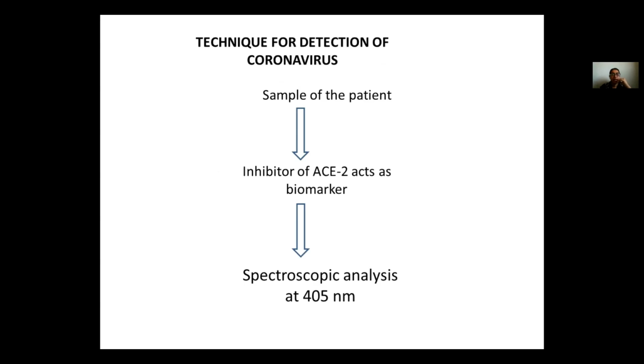Now, my technique is based on the biomarker. We are using the inhibitor of ACE2 as a biomarker. Biomarker means a substance, or in this case, we are using an inhibitor, to be immobilized on a thin strip of paper so that the sample can be tested positive or negative based on the spectrophotometer analysis.